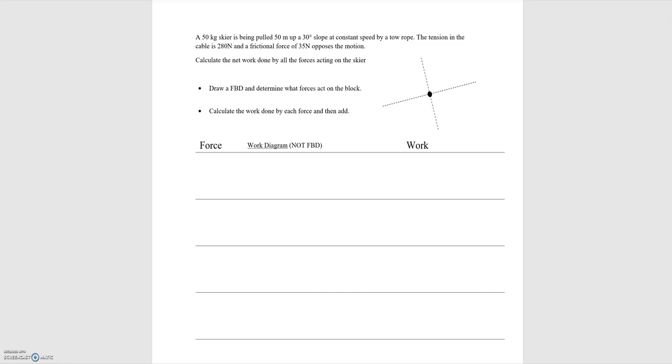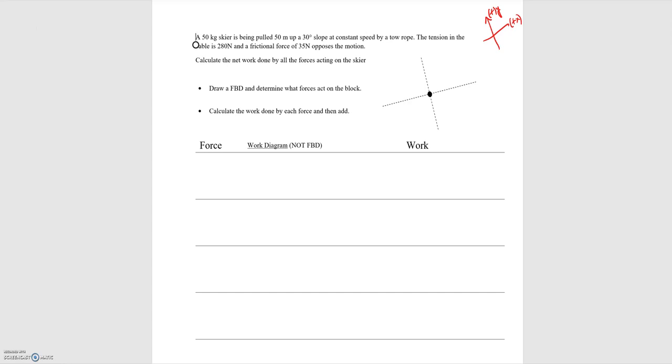We're asked to draw a free body diagram, and then we're asked to draw the work diagrams and calculate the work for each force to eventually determine the net work. So let's start by defining our axes so we can draw our free body diagram. I'm going to choose upwards to be the positive y and to the right to be the positive x direction. Now we can draw our free body diagram.